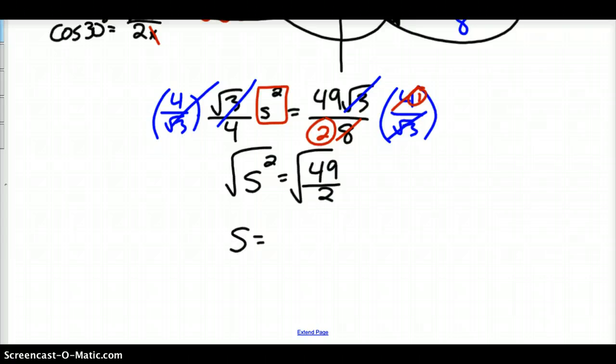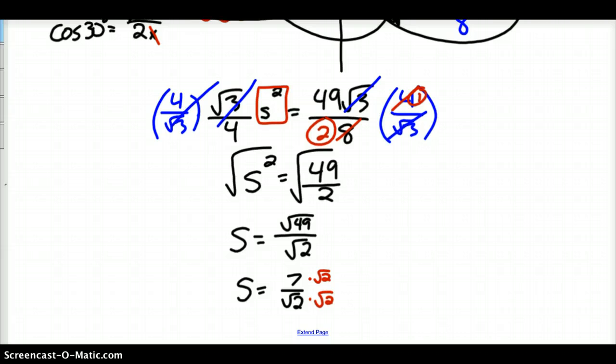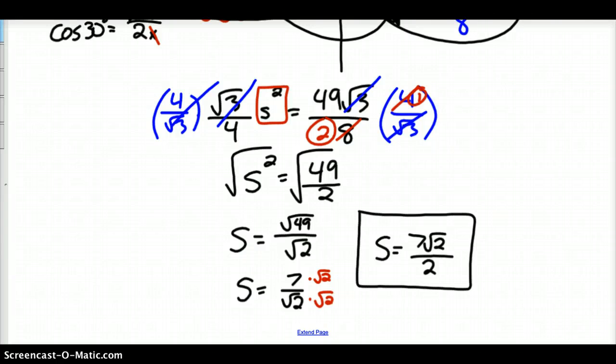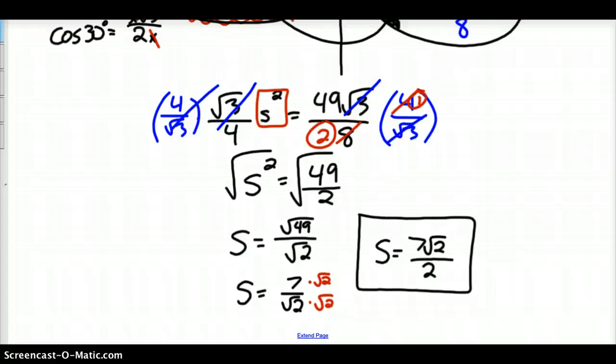So remember that the quotient property of radicals is going to tell us that we can do this. Okay, and so basically s is going to be equal to 7 over radical 2. Well, remember, we can't keep a radical in the denominator, so we multiply both the top and the bottom by radical 2. Okay, and we find that our side length is now going to be equal to 7 times radical 2 over 2. Okay, and so this is our new side length of our new triangle that they asked about.